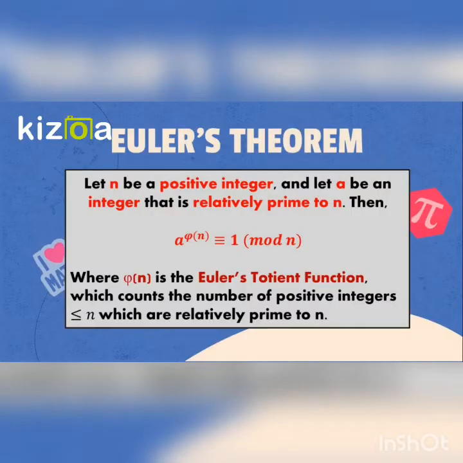Euler's theorem. Let n be a positive integer and let a be an integer that is relatively prime to n. Then a raised to phi of n is congruent to 1 mod n, where phi of n is the Euler's totient function, which counts the number of positive integers less than or equal to n which are relatively prime to n.